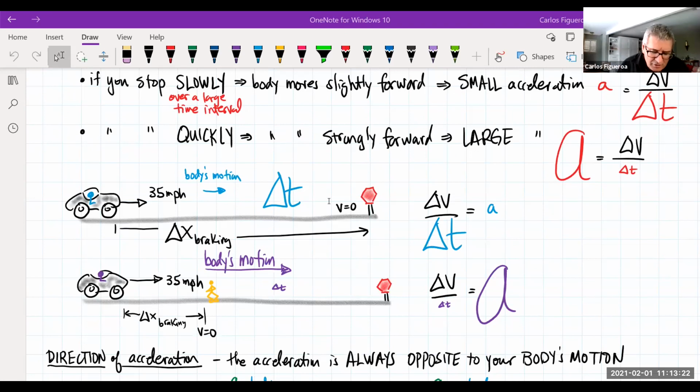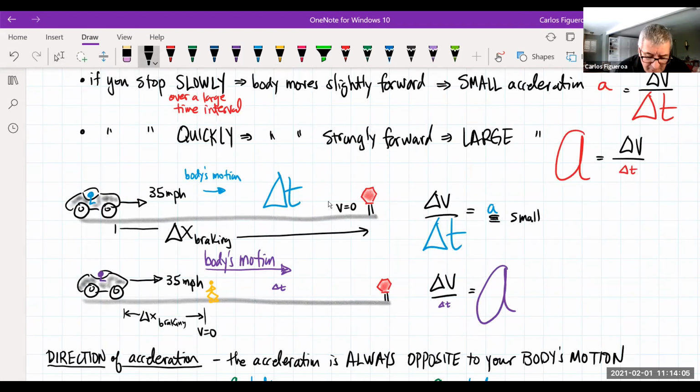So you're driving your car at 35 miles an hour. And what you're finding here is that you have a long braking distance. So you start braking over a long distance. Because it's a long distance, it takes you a lot longer to come to a stop. So when you're feeling your body's motion, it is very small. As a consequence, your acceleration is small, right? You have a small acceleration. Why? Because the time interval over which you change your velocity is large.